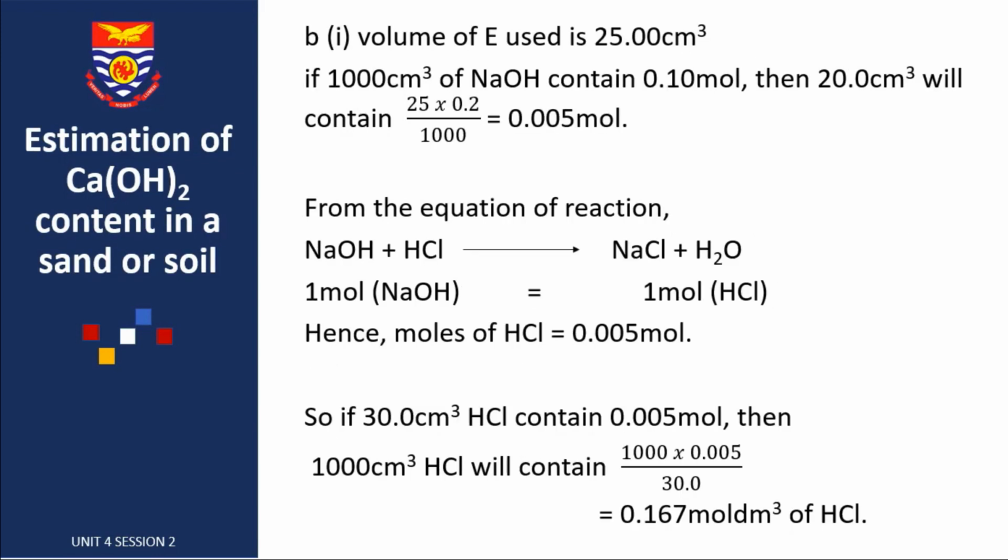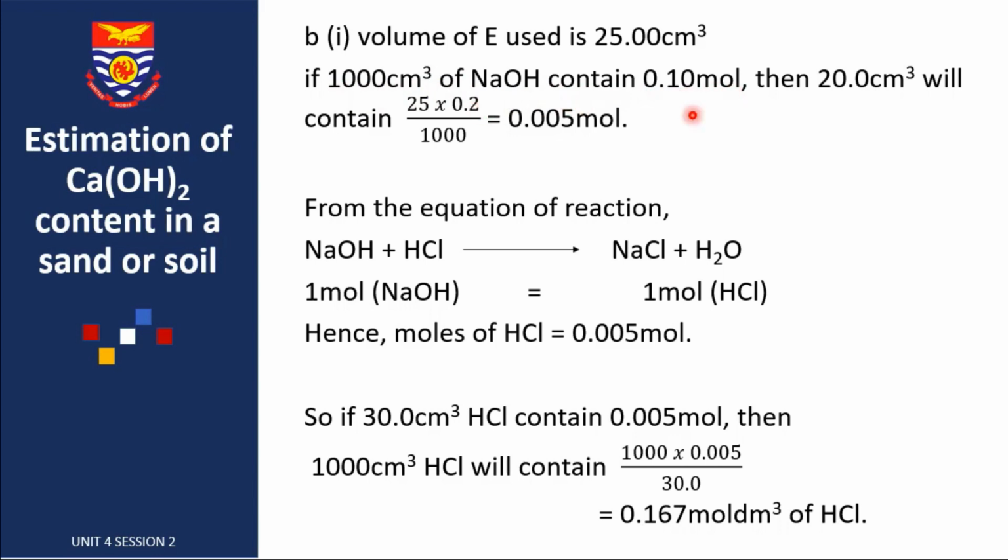So as usual, we would have to start with the species that we have enough information about. When we look at the sodium hydroxide, we have been given its concentration, the volume is there, and we can find the molar mass. So starting with the sodium hydroxide is the ideal thing to do, and we need to interpret the concentration. The concentration was 0.1 mole per dm cube, and what it means is that 1000 cm cube of the sodium hydroxide contains 0.1 mole of the sodium hydroxide.